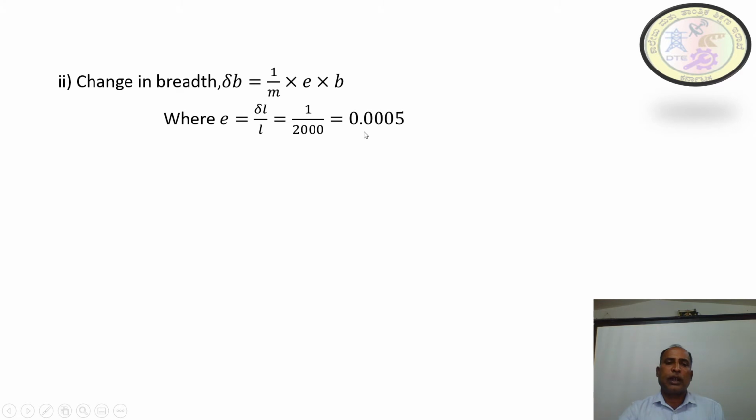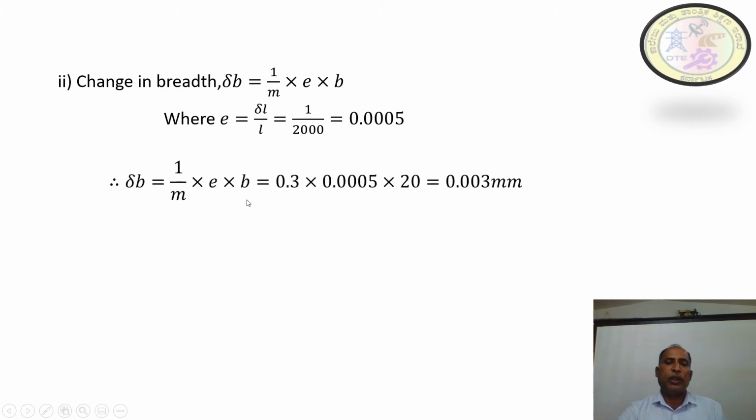So therefore the strain produced in the bar is 0.0005. So therefore delta B is equal to 1/m into e into B. Substitute the values of 1/m, e and B. Then we'll get the change in breadth as 0.003 mm.